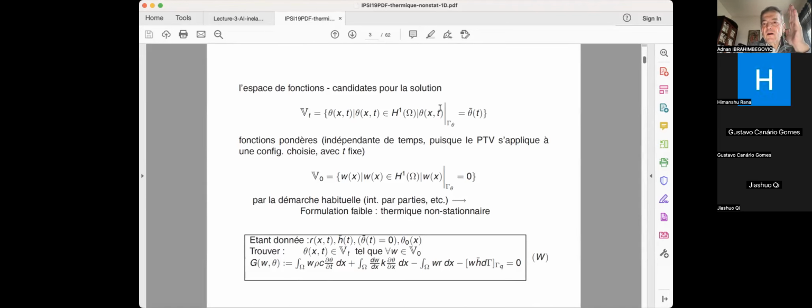And they have to obey the imposed temperature at the boundary gamma theta, so that this candidate for the solution theta of x and t, when I fix x to be gamma theta, has to be equal to theta bar of t. And these weighting functions are only functions of x, because I'm taking this evolution process in time. I take a particular time, and then I try to do a weighting residual type of procedure. So when I'm doing the weighting residual procedure, the time is fixed.